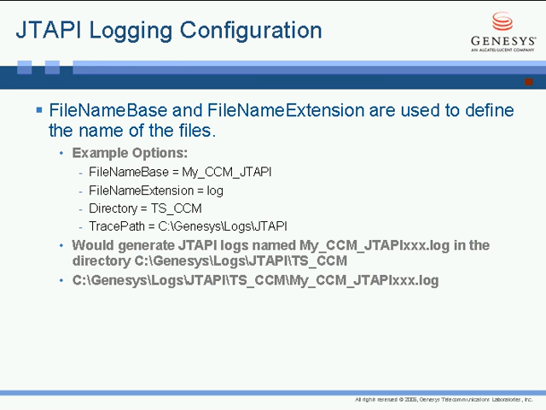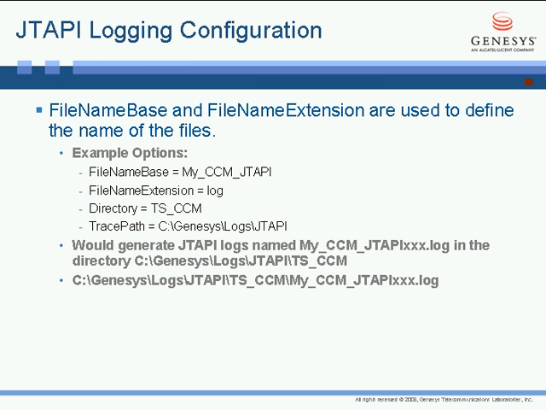Building on the previous options, we have the file name options. These are file name base and file name extension. The file name base option defines the structure of the name. When logging, this will be the root of the file name and will have a log number and a file extension attached to it. The extension is defined by the file name extension option.